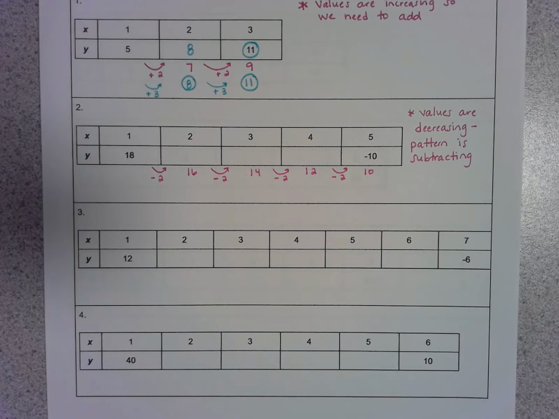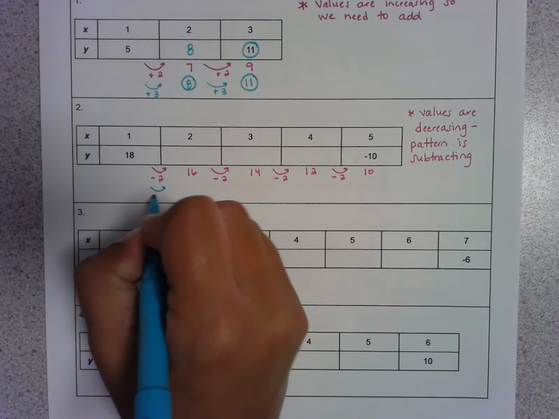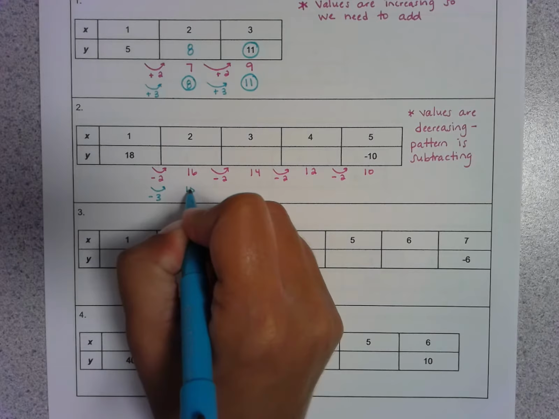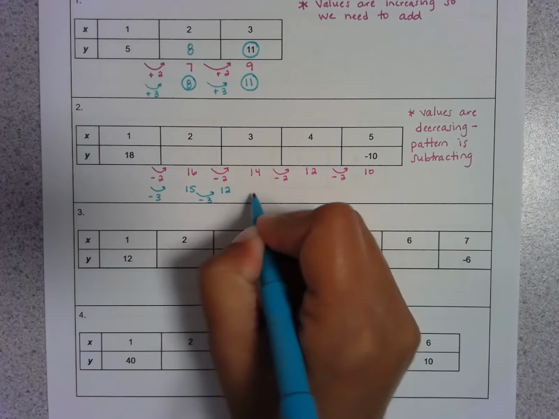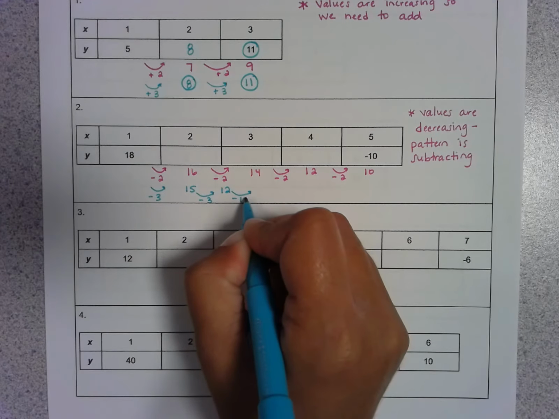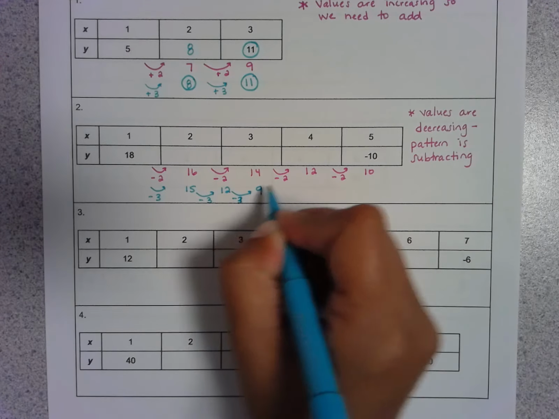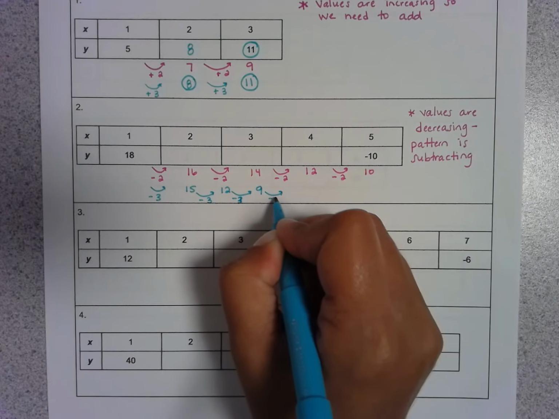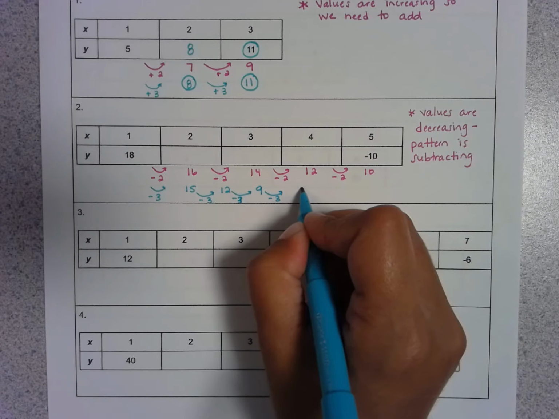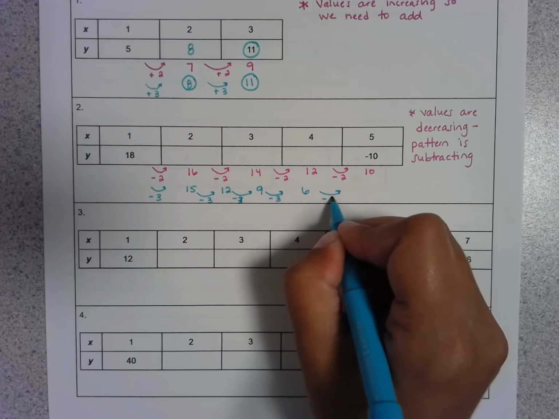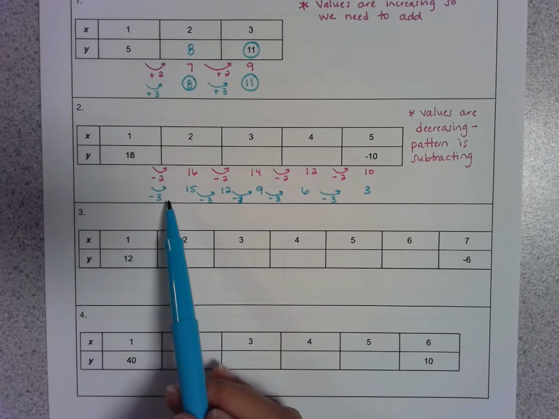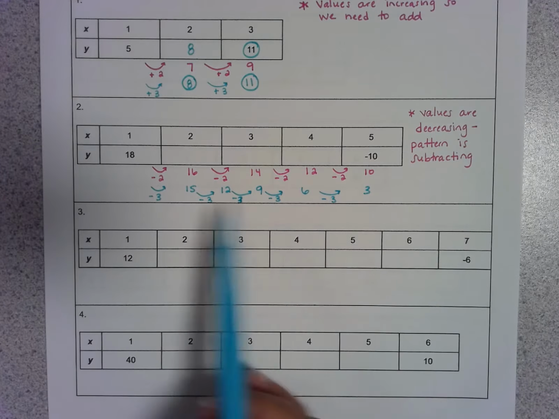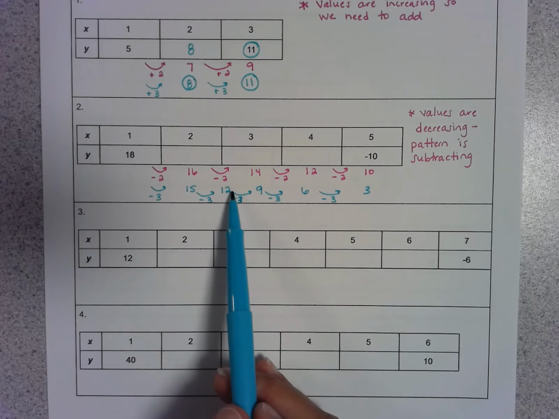3. If I subtract 3, my answer is 15. If I subtract 3, my answer is 12. If I subtract 3, my answer is 9. If I subtract 3, my answer is 6. And if I subtract 3, my answer is 3. So even if we increase our number to 3, it doesn't quite work. We get 15, 12, 9.